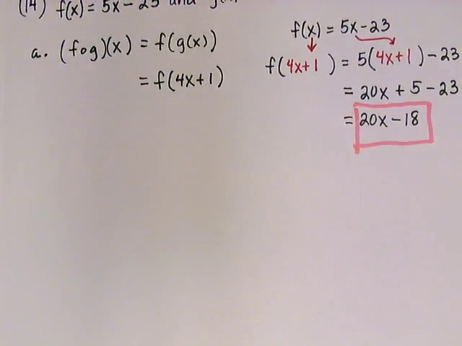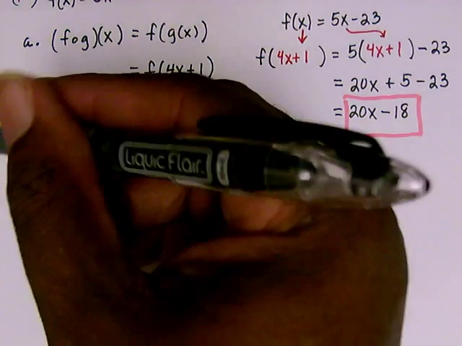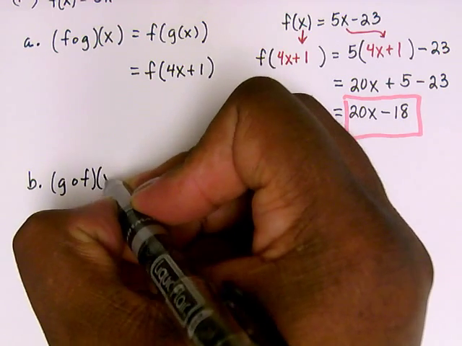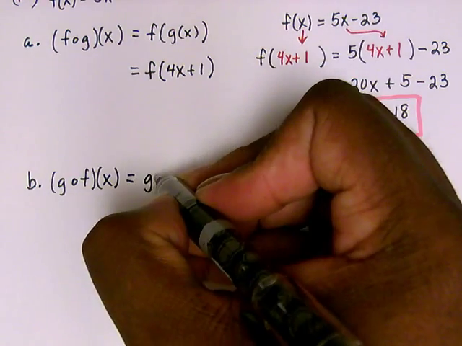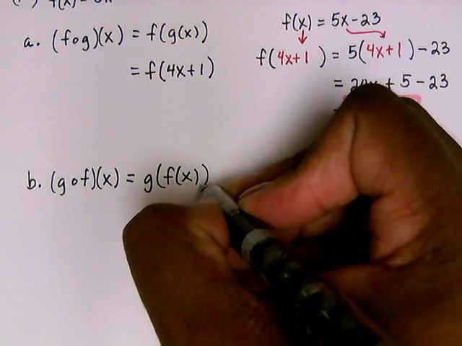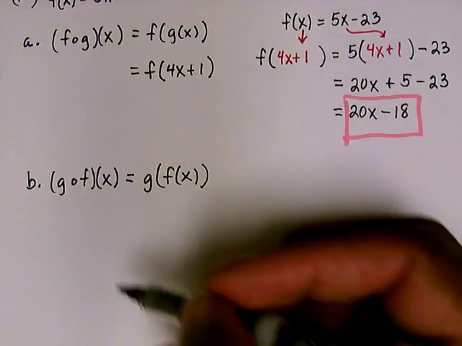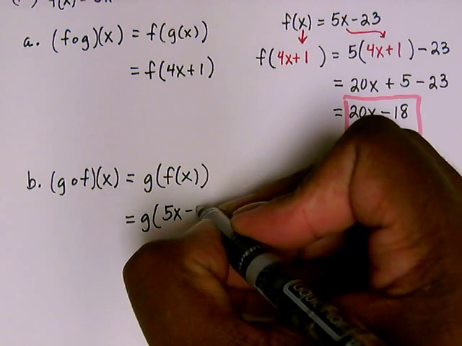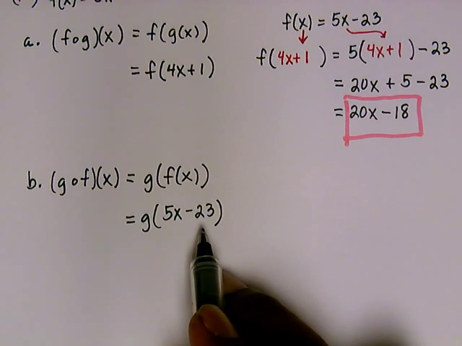Alright, so that's part A of number 14. Here's part B. The composition of g with f of x, or g circle f of x, is the same as saying g of f of x. Now this time your inside function is going to be f of x. And the f of x was that 5x minus 23. So we're going to replace this f of x with the 5x minus 23. So I'm going to be evaluating g of 5x minus 23.